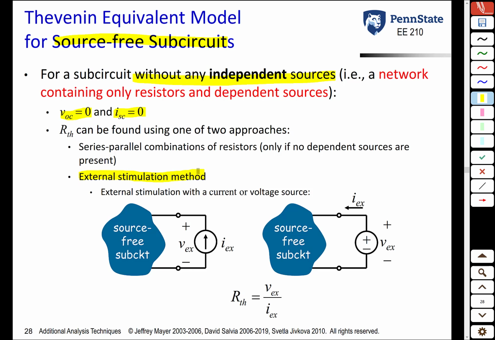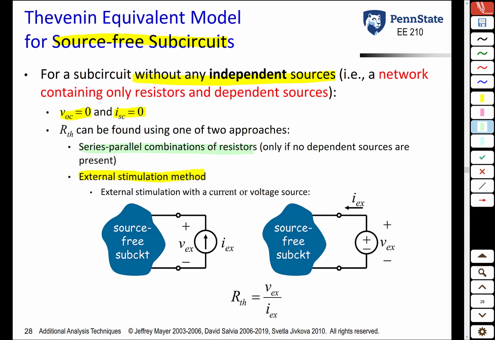Note that if you have a subcircuit that only has resistors, no sources at all, you could use series and parallel combination of resistors in order to find the Thevenin resistance. But we're talking specifically now about circuits that do have dependent sources but no independent sources. So for these, we have to use the external stimulation method that we started talking about last lecture.